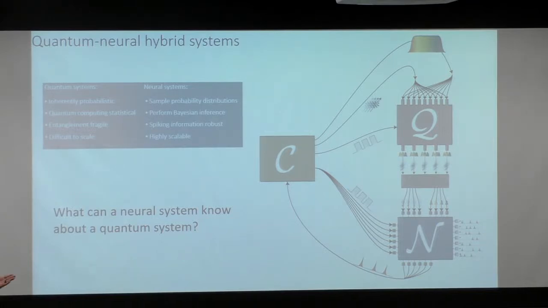For example, quantum systems, no matter how you measure them, are inherently stochastic, whereas neural systems are excellent at performing Bayesian inference on samples drawn from a probability distribution.